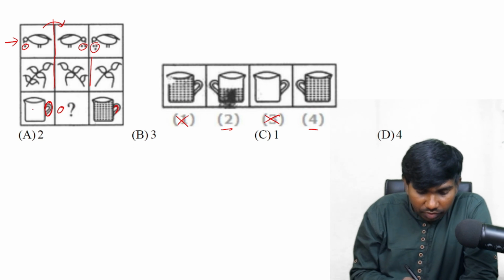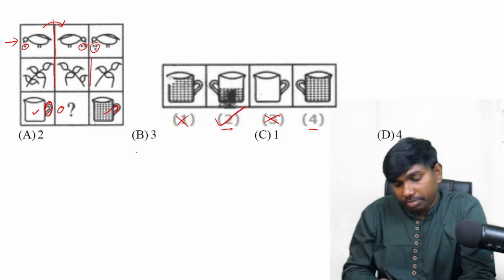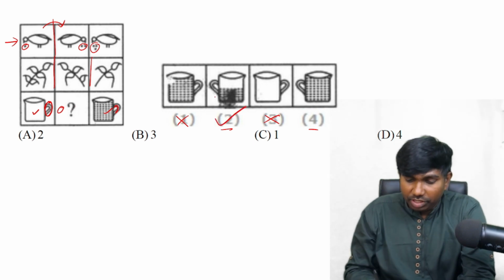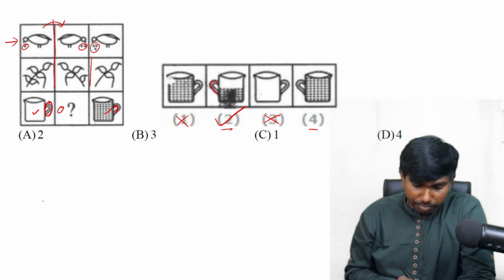Next, empty one, fulfill. That means our answer figure must be half filled. A half filled figure is there in only one option, that is figure 2. Here there is no need to check the position of the holder also, right?